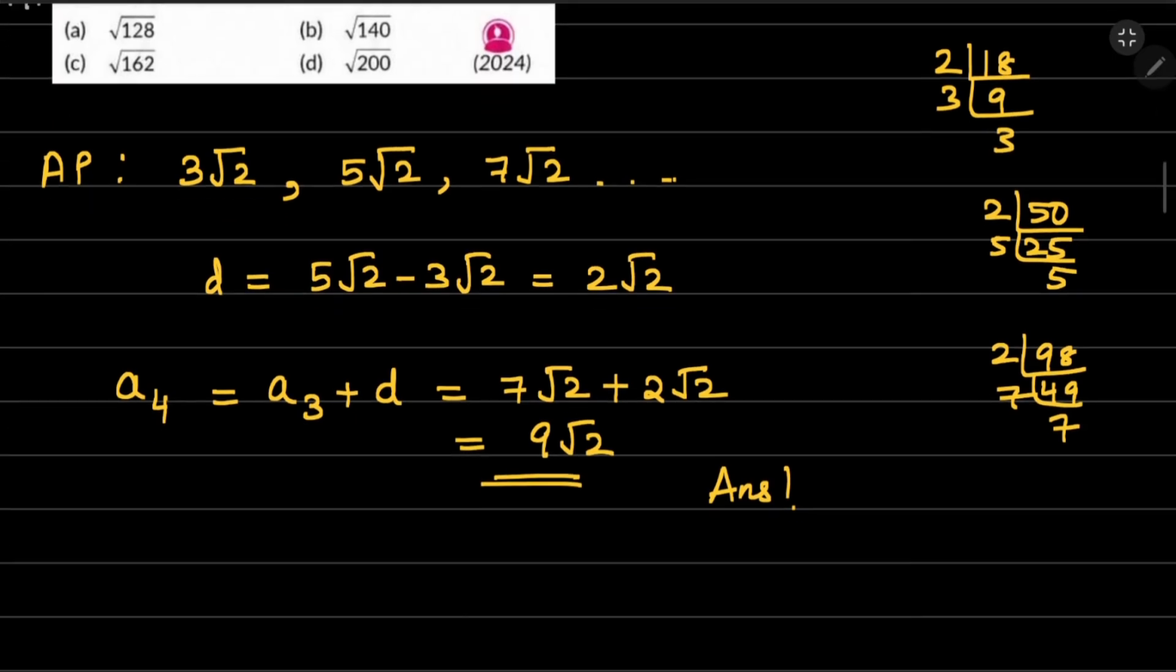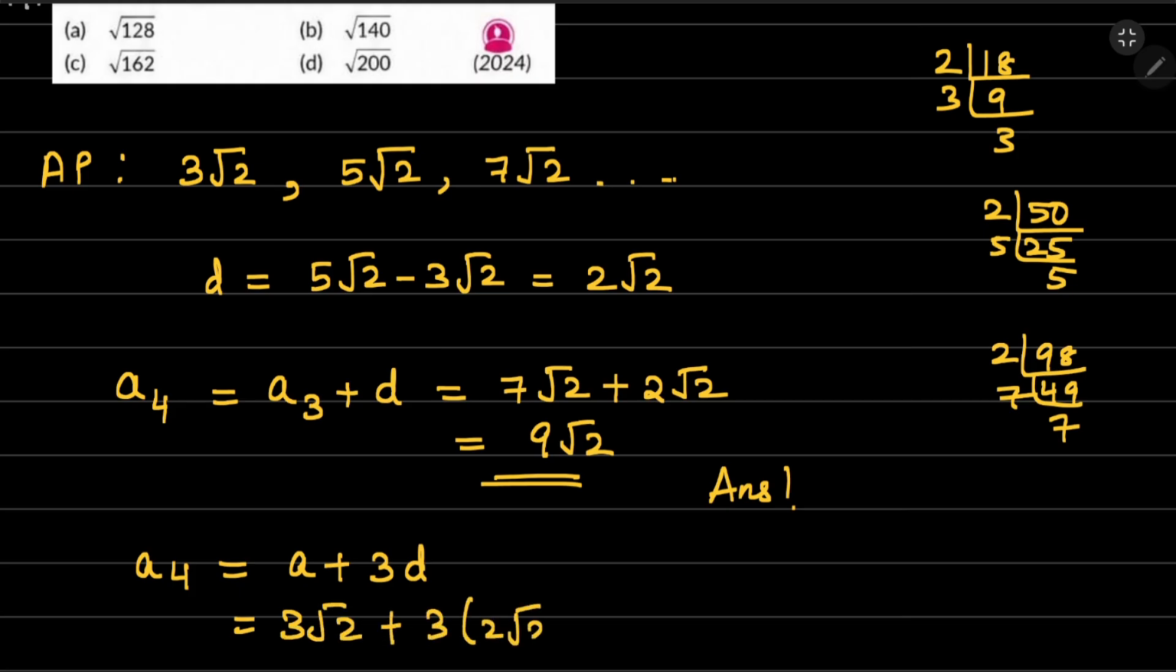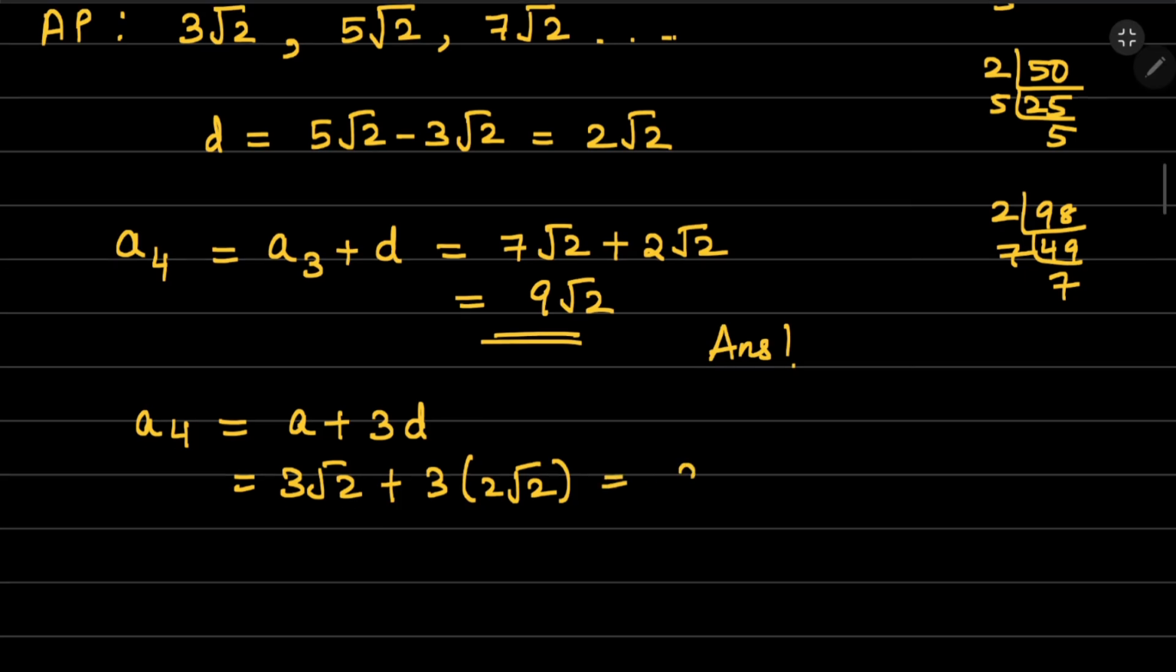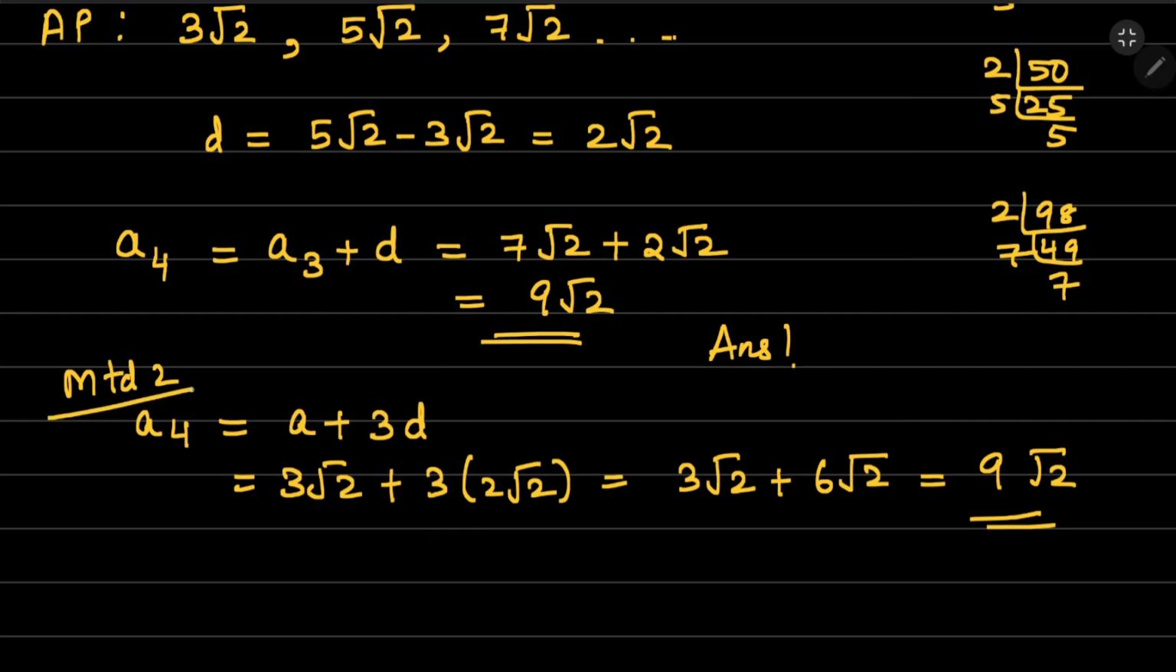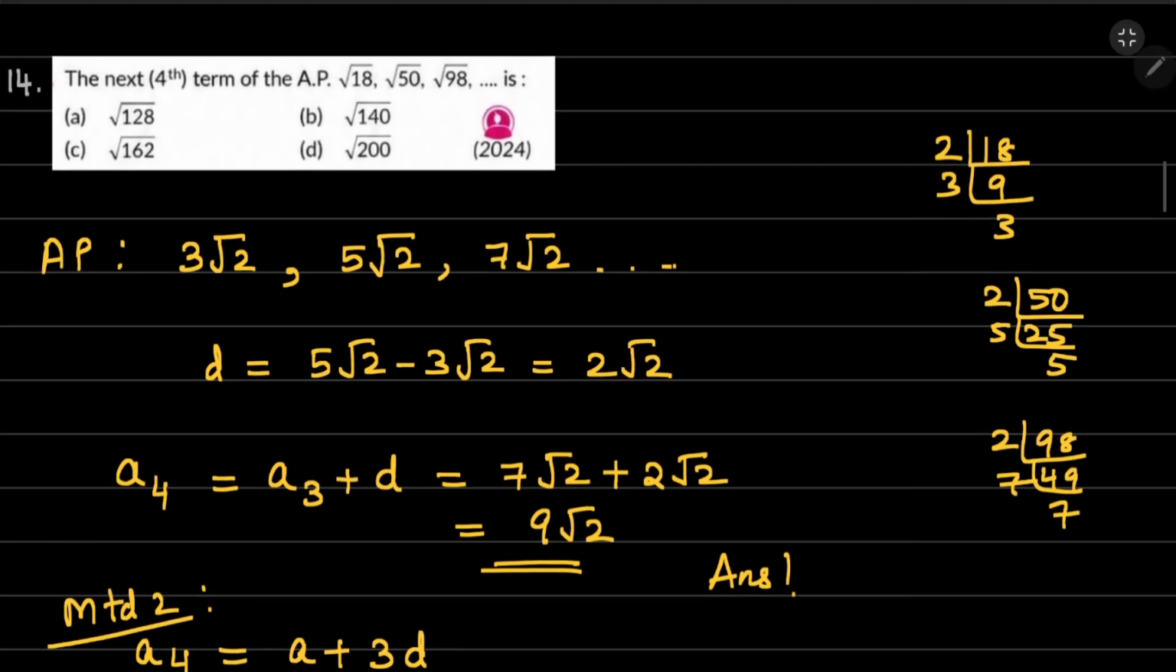Or you can calculate your A and D and use the formula: fourth term is equal to A plus 3D. That's also another way, wherein you will take A as the first term. That's 3 root 2 plus 3 into what is your D? 2 root 2. This is also another way of doing. So 3 root 2 plus 6 root 2, 3 into 2 is 6 root 2, which is nothing but 9 root 2. So either way, you'll be getting 9 root 2.